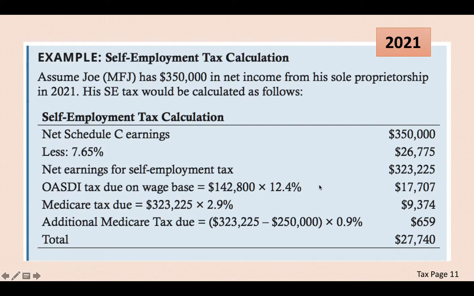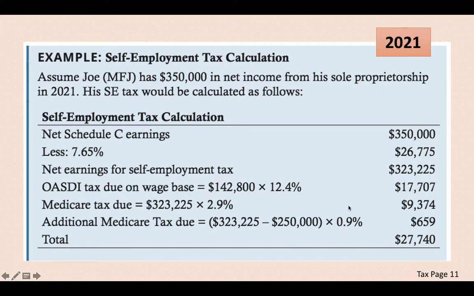How about the Medicare? For Medicare, you apply the rate to net earnings for self-employment tax purposes. You are taxed 2.9% on the entire net earnings amount. Be careful, it's not 350; it's not the number from your Schedule C. So you get a Medicare tax amount of 9,374. However, because your net earnings amount is above 250,000, right?